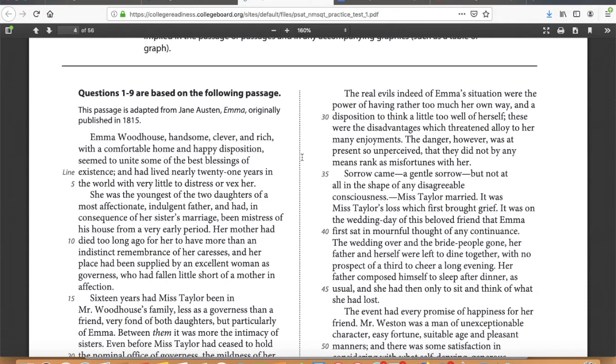Okay. She was the youngest of two daughters of a most affectionate, indulgent father, and had, in consequence of her sister's marriage, been mistress of his house from a very early period. All right. Whoa. Lot going on there. Okay, let's talk about vocab. So she has an affectionate, indulgent father. What does indulgent mean?